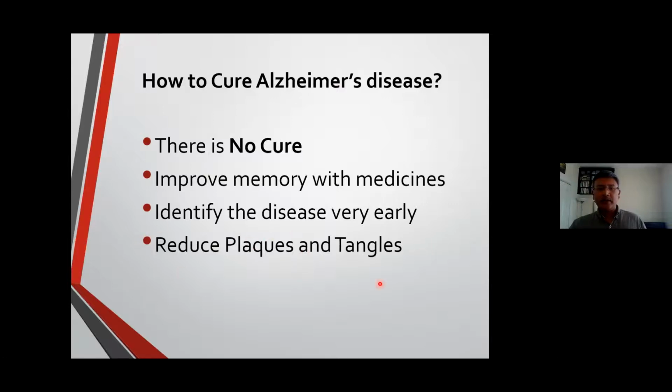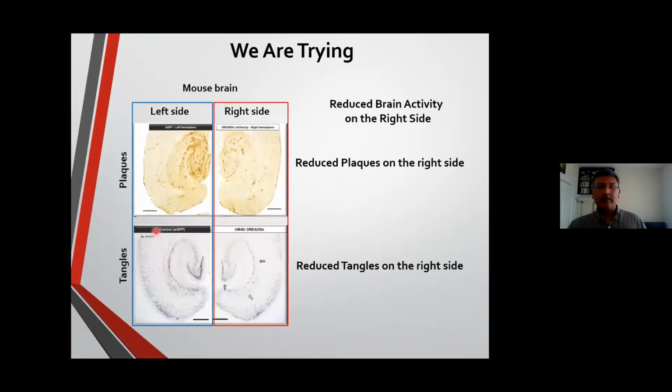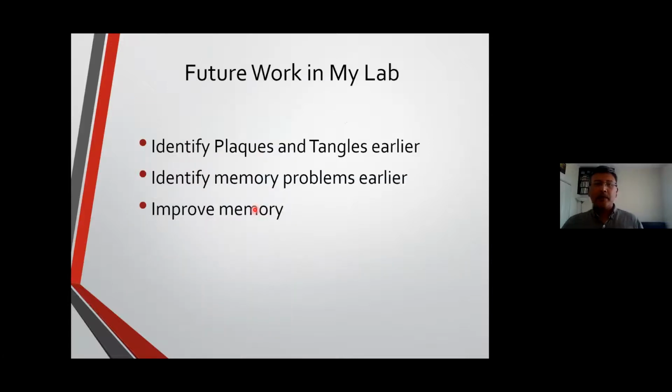Regarding this last point, we had some success in my lab. What we are trying is in the mouse brain, remember there's a left side and a right side. And I showed you before that there are plaques and tangles deposited. What we did was only on the right side, we tried to reduce the brain activity, and we see that only on the right side, there was a reduction in plaques and reduction in tangles. So you see, it's much lighter on the right side. So we were able to achieve reduction in plaques, but we don't know if the behavior was improved.